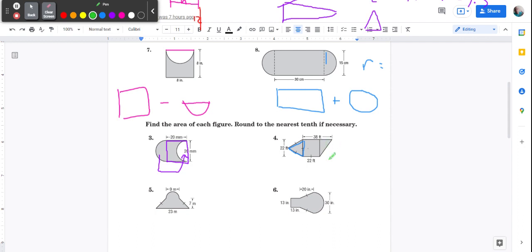Okay, here we have a square, which is 22 by 22. So we'll add a square to that. Okay, and finally we have a right triangle. Okay, and this right triangle is base times height divided by 2.